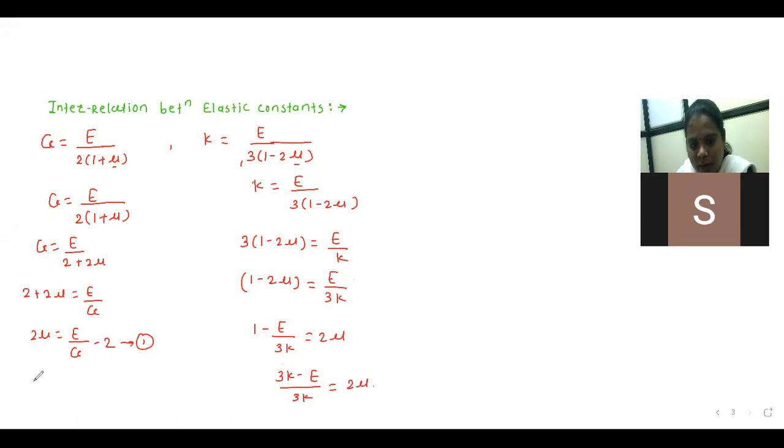Okay. So here we also simplify: 2 mu is equal to E minus 2G divided by G. We will make the denominator same. So this is our equation 1 and this is our equation 2. Now we will equate both equations.